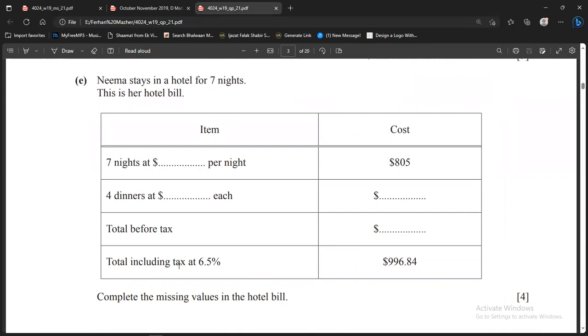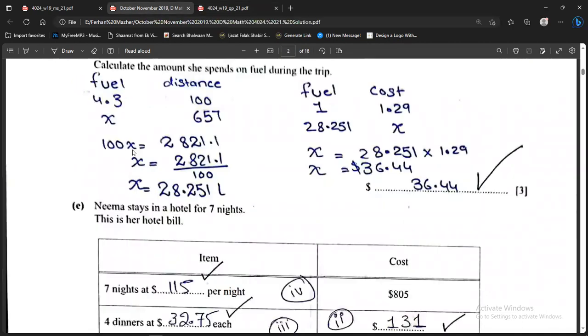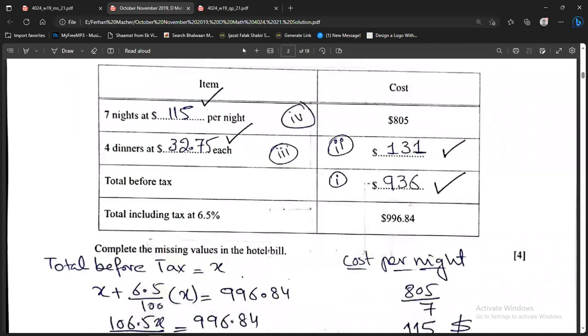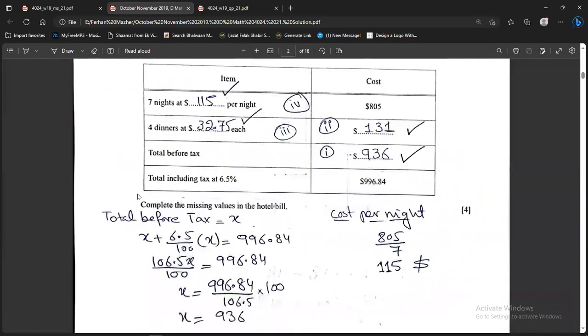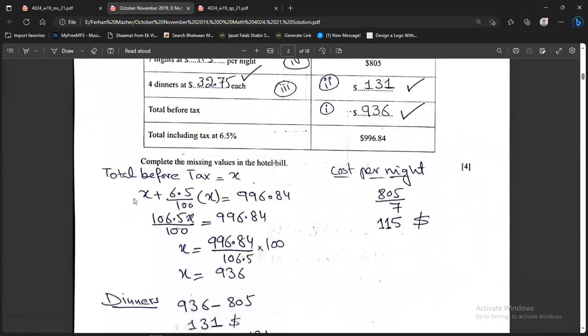Total including the tax at 6.5% is $996.84. Total before the tax, suppose that is x, plus 6.5 divided by 100 into x, equals 996.84. First of all, I will find this, then I will find this, then from here I can find this, and from here I can find this. Okay, this is the strategy. So have a look here how this is done. I hope you can see this.